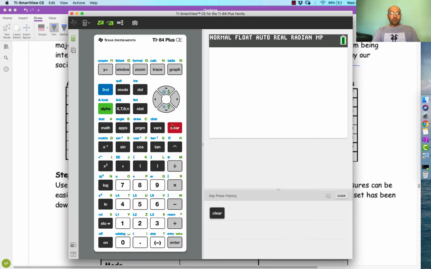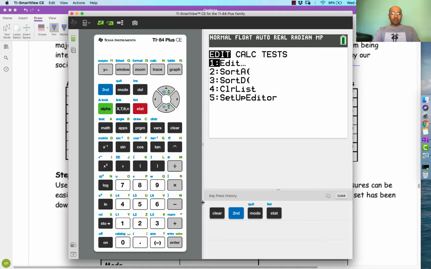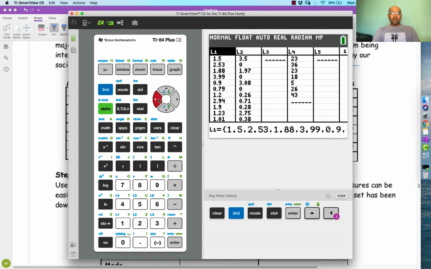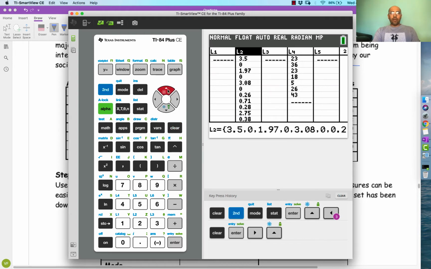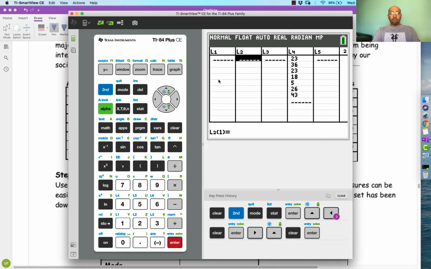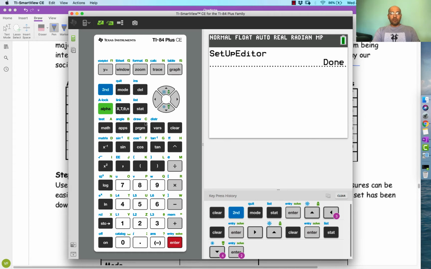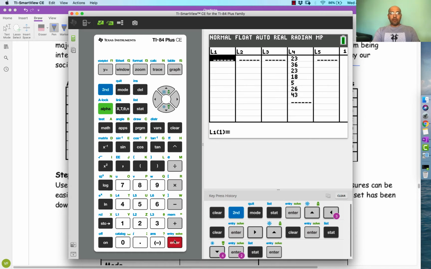Hit clear from wherever you're at. Maybe hit quit to exit whatever screen you find yourself in when you first turn on your calculator. Go over to stat, hit enter for edit, and then here's all your lists. Let's go up and highlight list number 1, hit clear and enter. Make sure that you're highlighting the L1. Then L2, use your arrows to get up there. L2, hit clear, enter. If you're missing too many of these, remember you have to go to stat and then hit setup editor. Hit enter, done. Good. Go back, enter, edit. There they are.